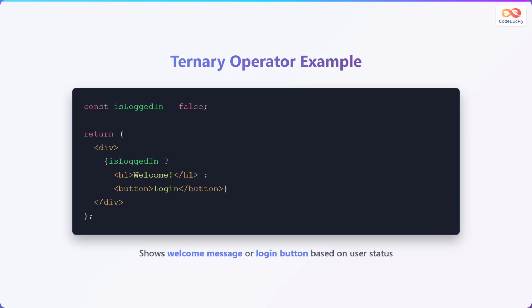Here's an example. We define a constant variable called isLoggedIn and set it to false. Inside the return statement, there is a div element. Inside the div element, we are using curly braces, and inside the curly braces, we have isLoggedIn followed by a question mark. If isLoggedIn is true, then the heading 1 element with the text "Welcome" will be displayed. Otherwise, a button element with the text "Login" will be displayed. This code shows a welcome message or a login button based on the user status.